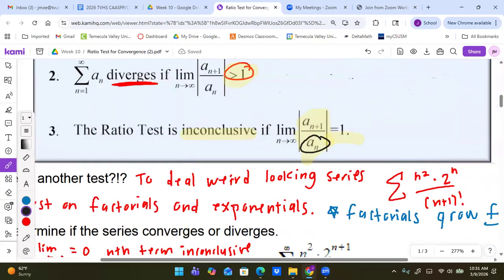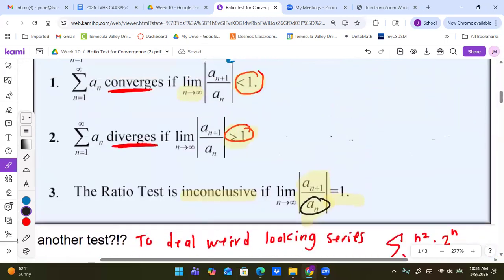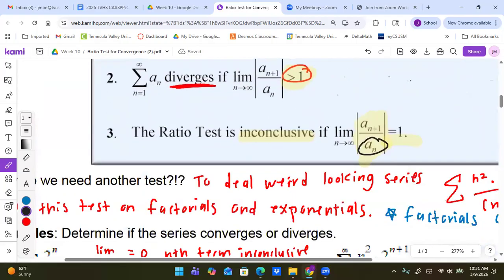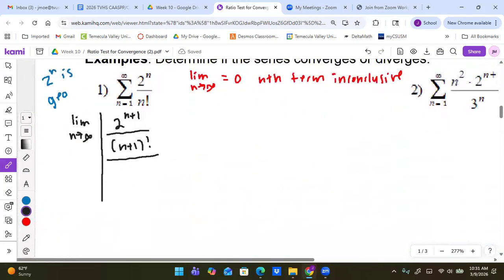So divided by a sub n, that's just dividing by the original series, right? Because a sub n is what's in your series right after your sigma. So divided by 2 to the power of n over n factorial. All right, we just set up the ratio. What we're going to do is simplify and then do the limit.